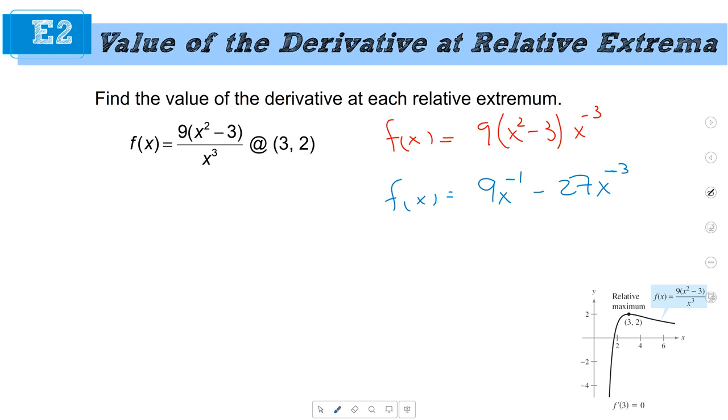So how ugly does it get when you do product rule, Emily? Okay, so I'm going to use my method in blue. F prime of x is equal to negative 9x to the negative 2 plus 81x to the negative 4. So now we're getting to that point where you'll recall a while ago when I said factoring out stuff will become important later on. Now it becomes important.